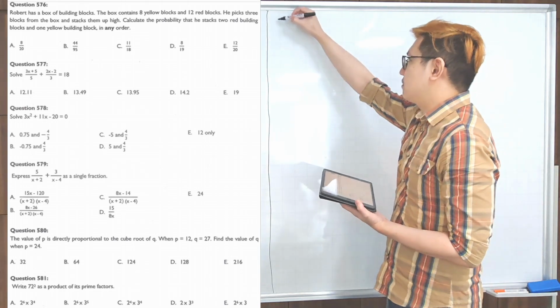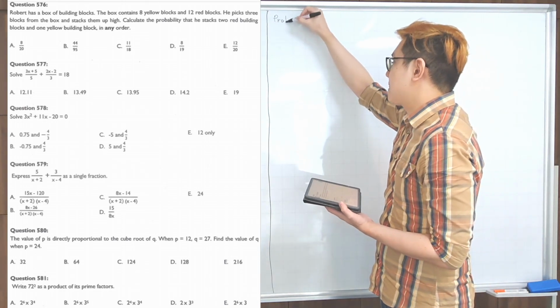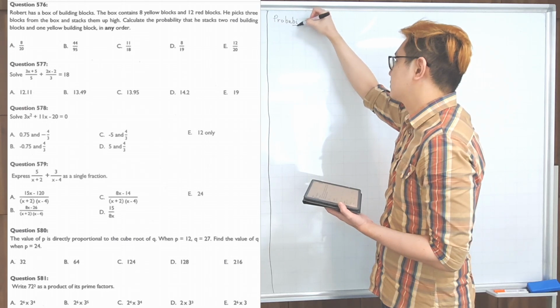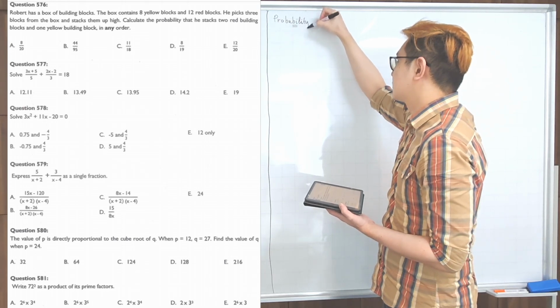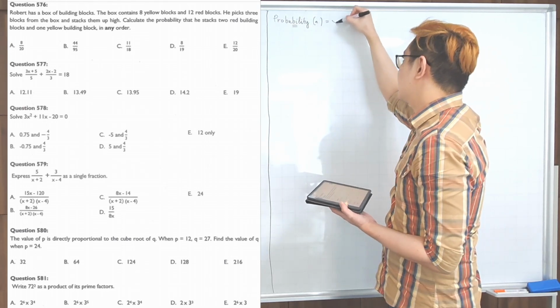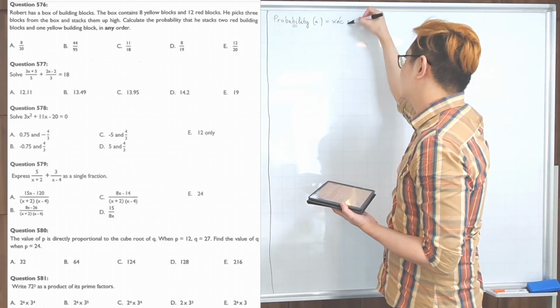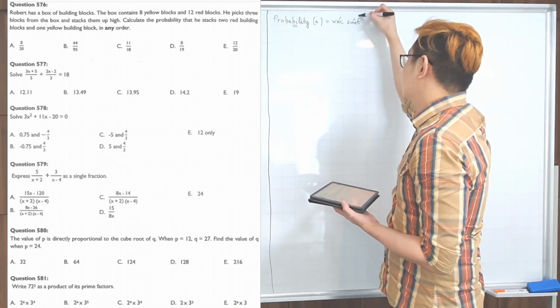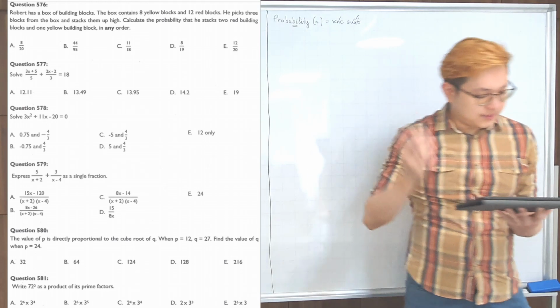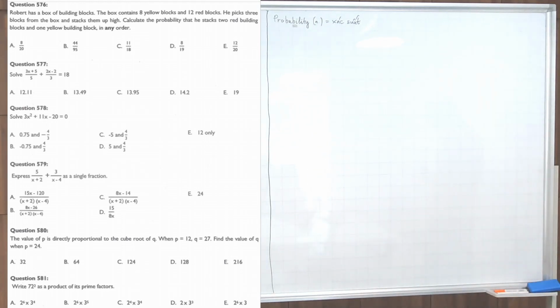So we have the word probability. Okay. What do you think? How do you do this? Add them up? No, I don't think so.